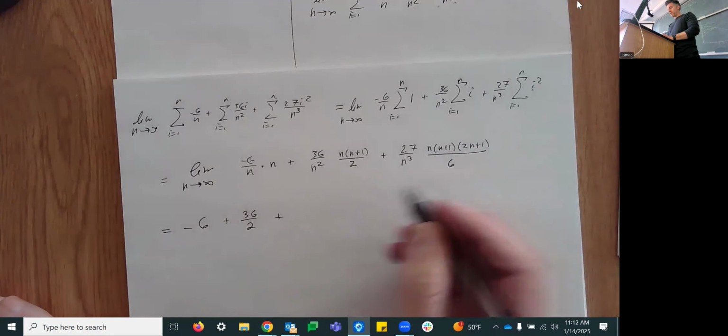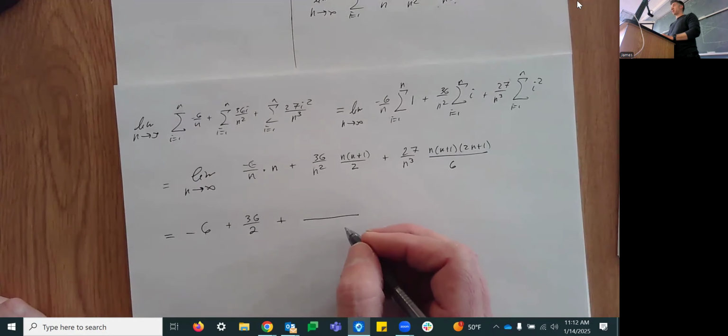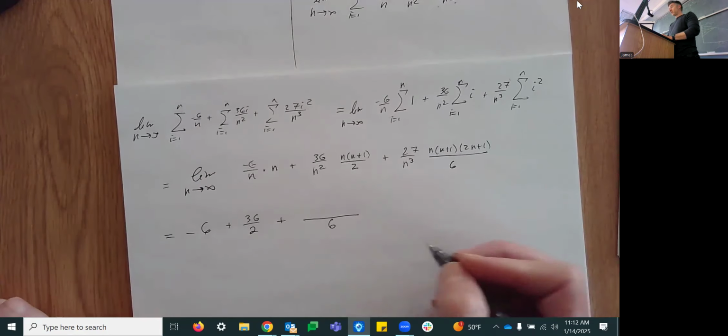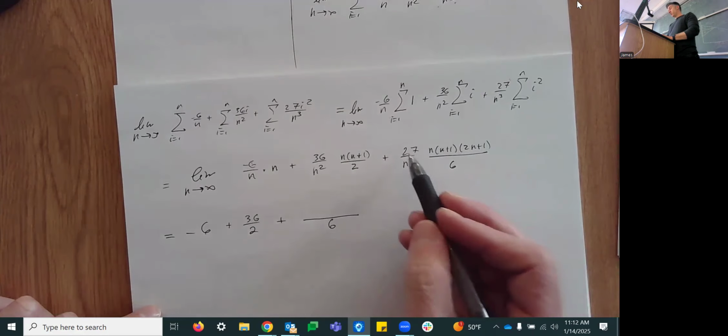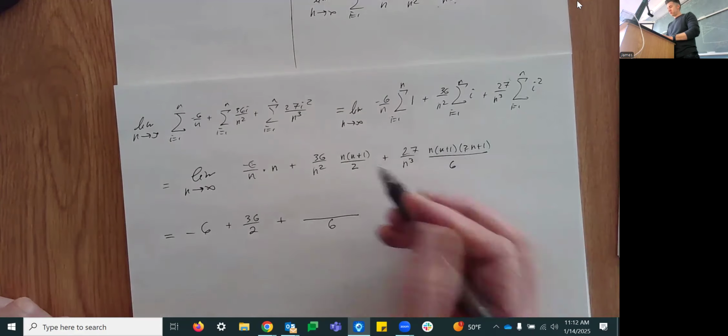Similar idea here. I always like to look at the denominator first because it's easier. The leading term of the denominator would be 6n cubed. The leading term of the numerator would be 27 times n times n times 2n. So it would be 27 times 2 times n cubed.